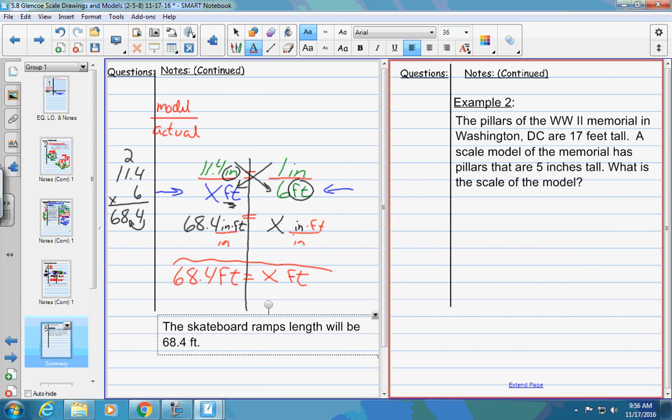Okay, going on to problem 5 here. Example 2, slide 5. I'm going to ask you to pause and copy down what you see.